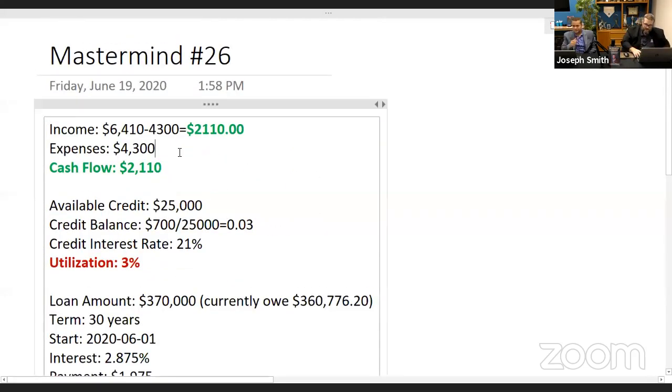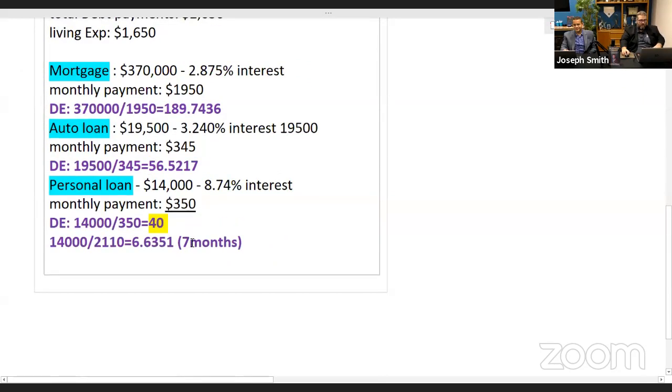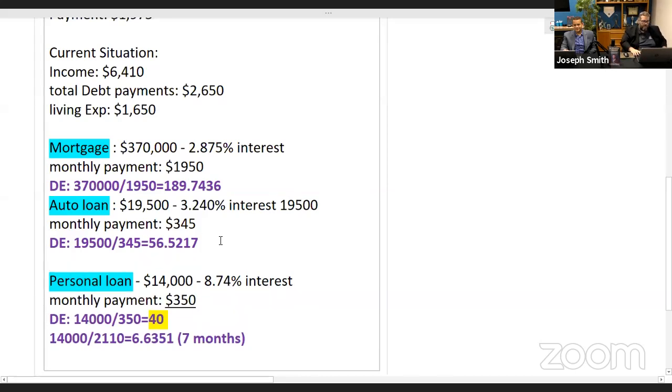So our expenses actually are decreased by 350, which then increases our cash flow to 2,460. Now, when it took us 7 months here to eliminate that, now the next thing we're going after is this auto loan. So let's pull that in here. 19,550.